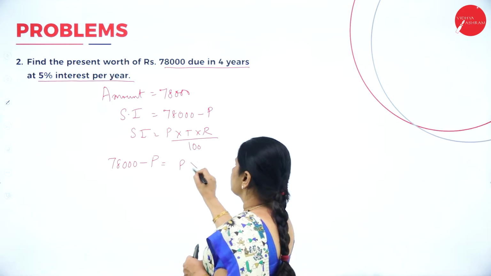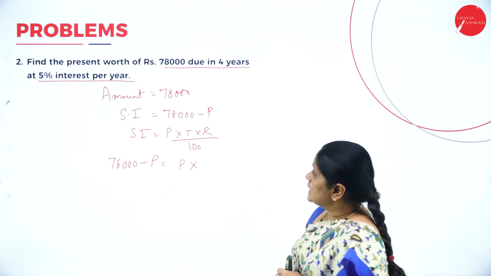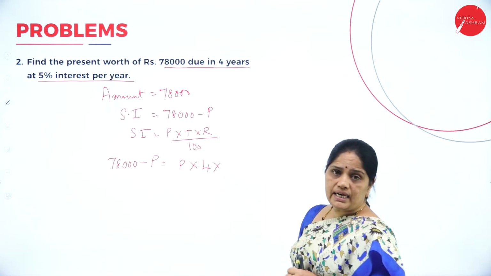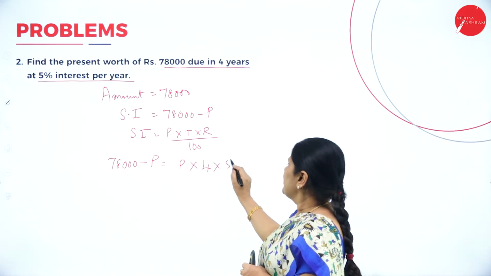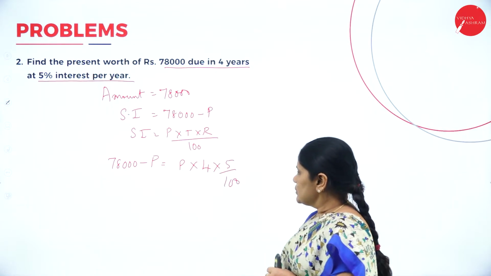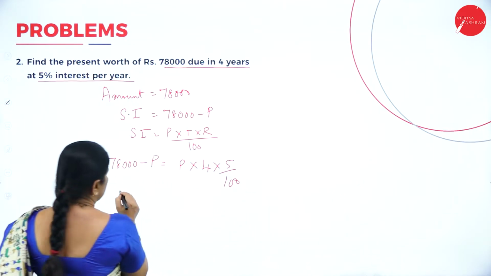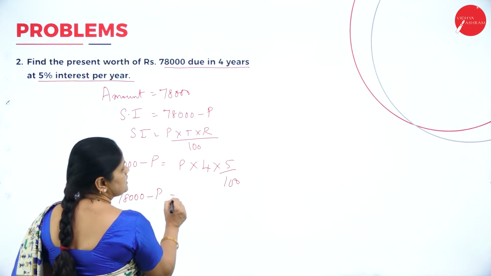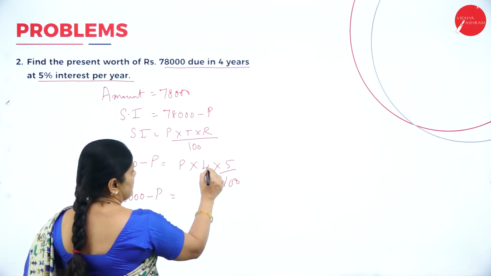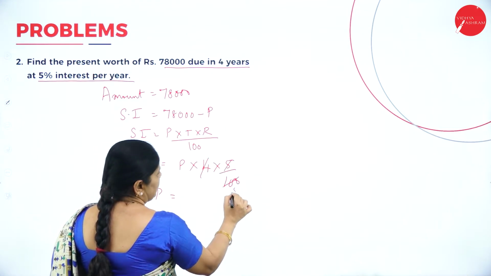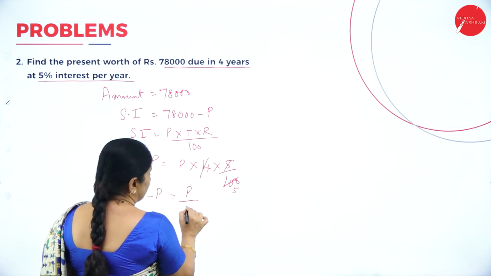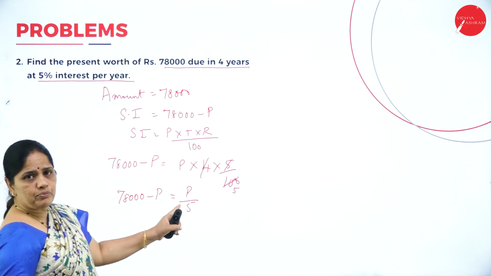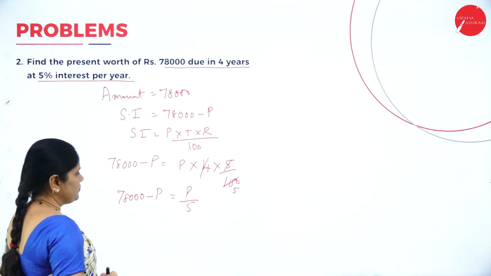I write P as it is. Now what is T here? T is 4 years. Then what is the rate of interest? 5 by 100. So when I simplify this, I get 78,000 minus P equals, so both of them get cancelled. So this will be P by 5. So 78,000 minus P equals P by 5.